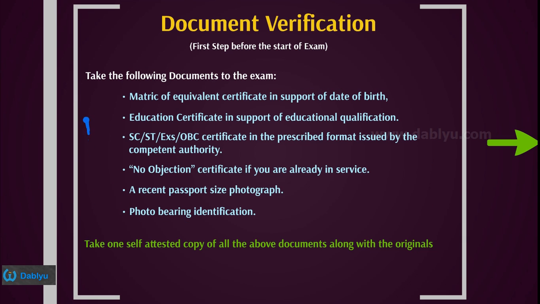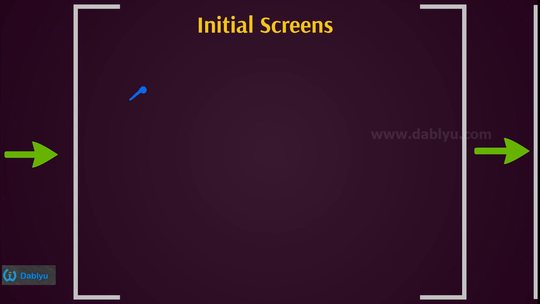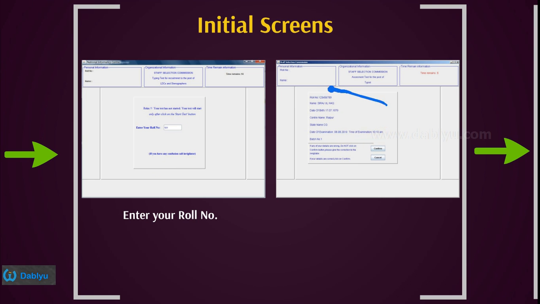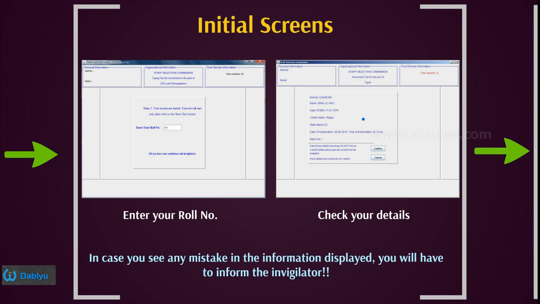So next, after document verification is done, you will be called for the typing test, and this initial test will look like this, where you'll have to enter your roll number. Then you will have your personal details displayed. In case there is any discrepancy in the details provided on the screen, please inform the invigilator, otherwise it might be a problem in future.